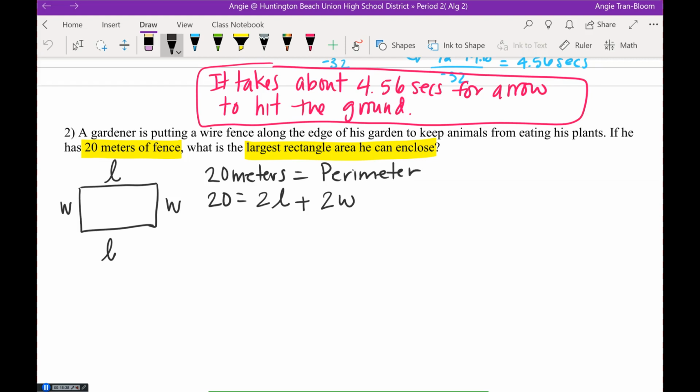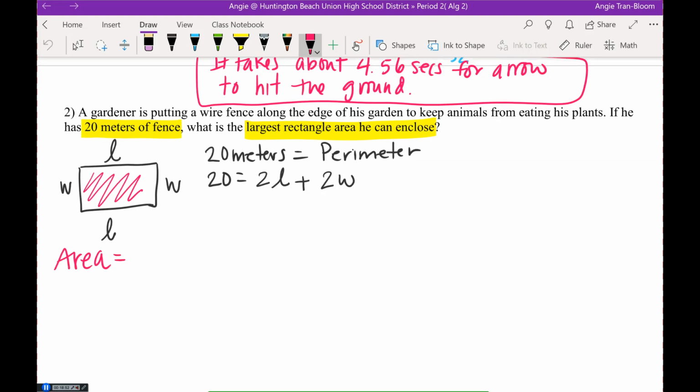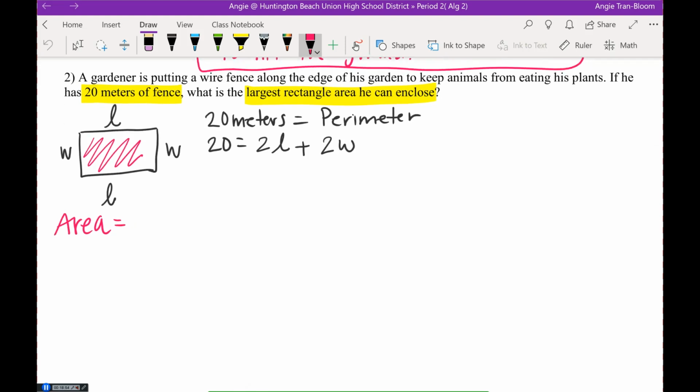Well, am I really interested in perimeter? What am I trying to answer? The largest area. And guys, the largest area is inside, it has nothing to do with the outside. So we need to find an area formula. What's the area formula for a rectangle? Length times width.